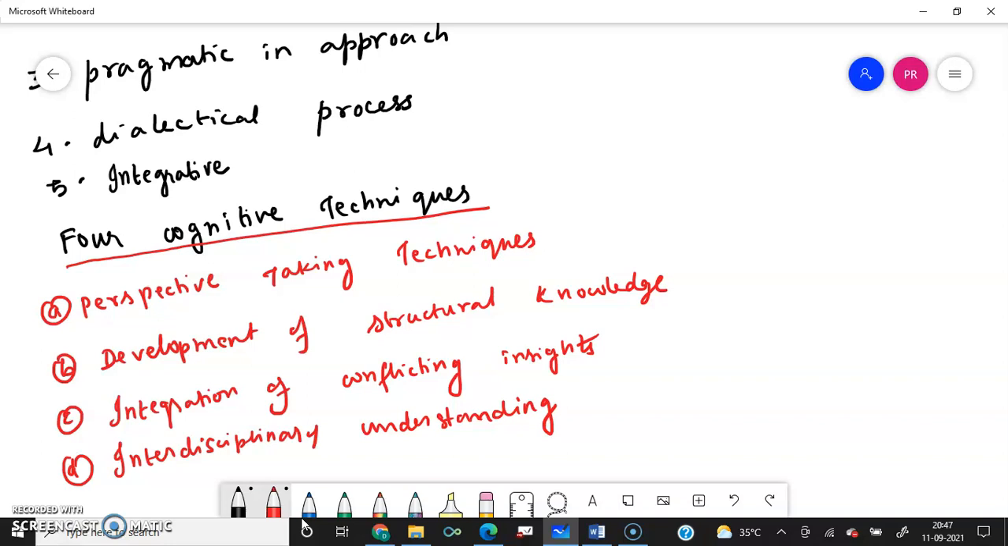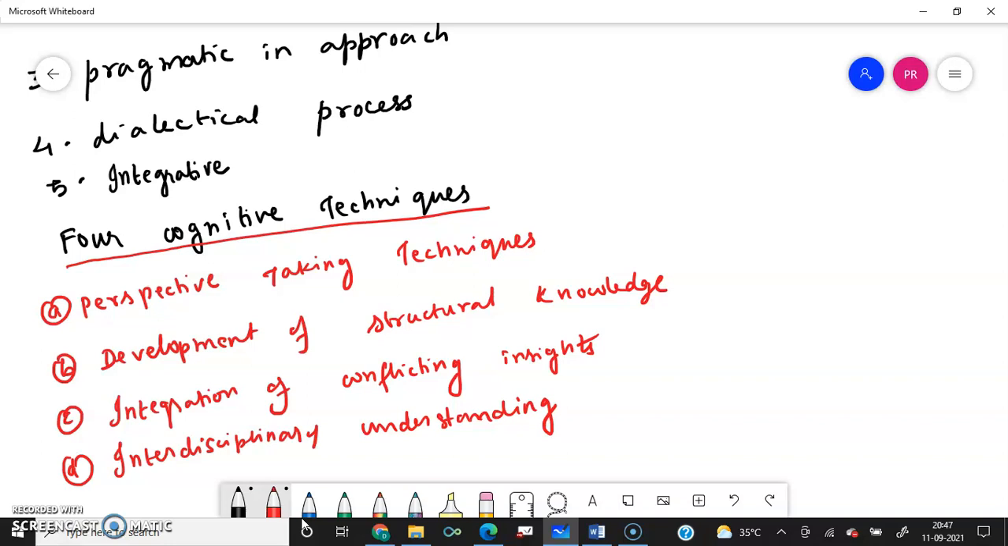And the third one is conflicting insights. A variety of ideas from different disciplines are incorporated due to the interdisciplinary approach. There is not only a single discipline, there are many disciplines and different alternatives. Why this, why not that? So that enriches our knowledge.